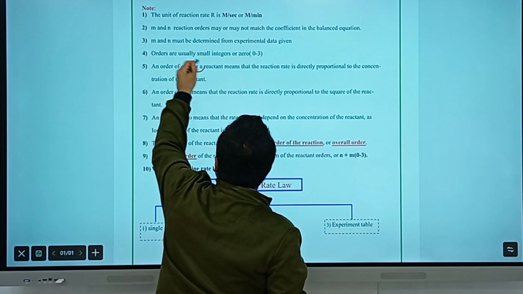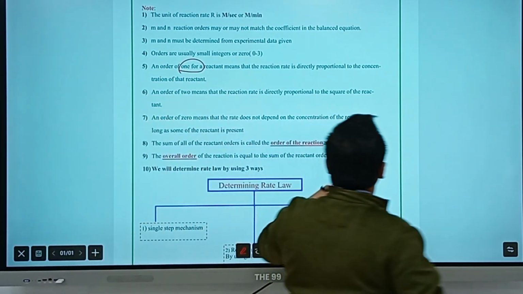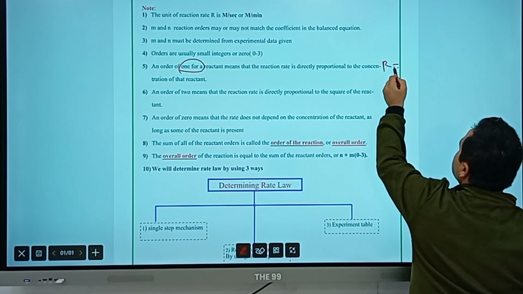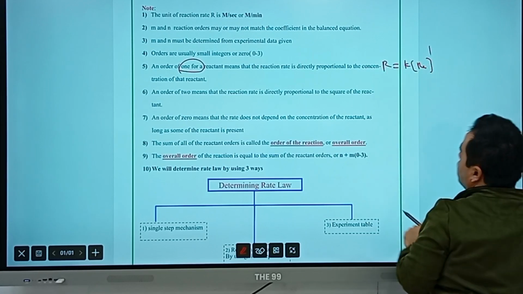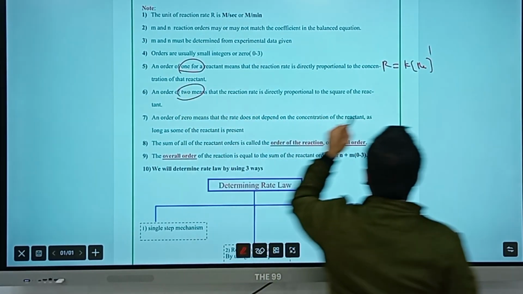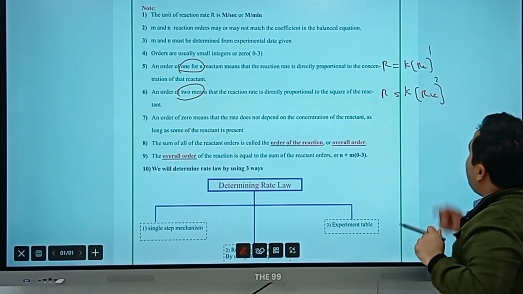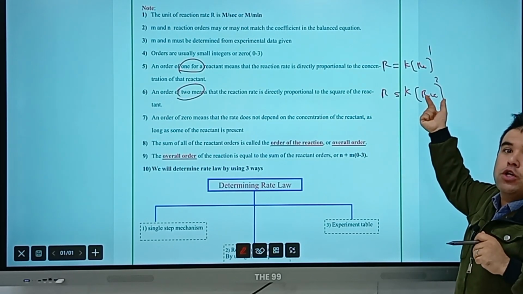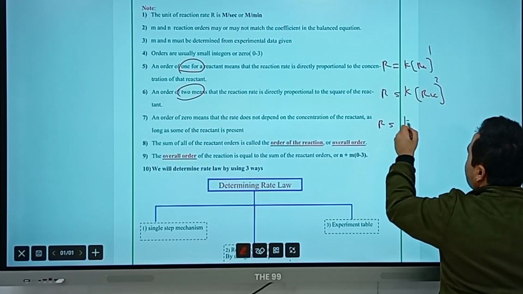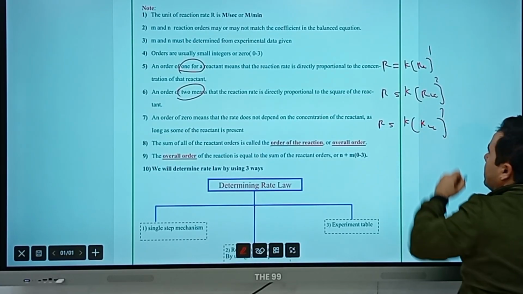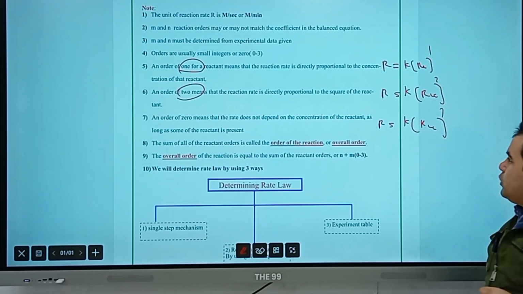When the order is 1, what's the meaning? It means the rate of the reaction is directly proportional to the concentration of the reactant. R is equal to K reactant, order of 1 means they are directly proportional. If the order is 2, R is equal to K reactant concentration to the power of 2, meaning the rate is directly proportional to the square of the reactant concentration. If the order is 3, cube, meaning the rate of the reaction is directly proportional to the reactant concentration cubed.